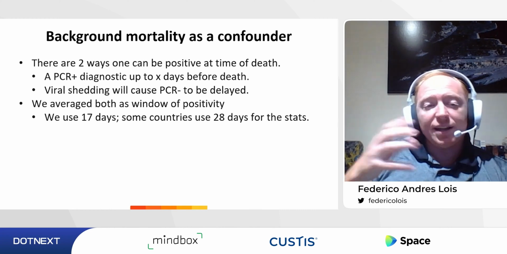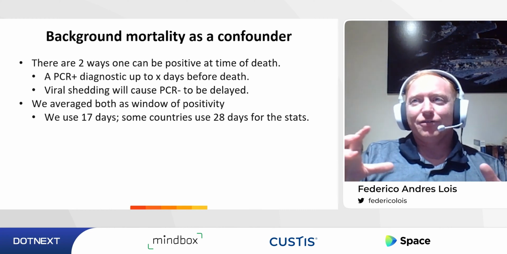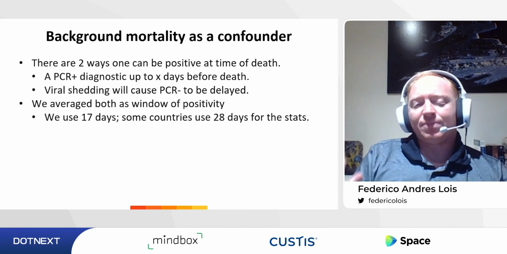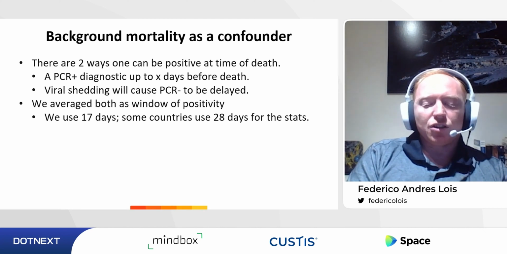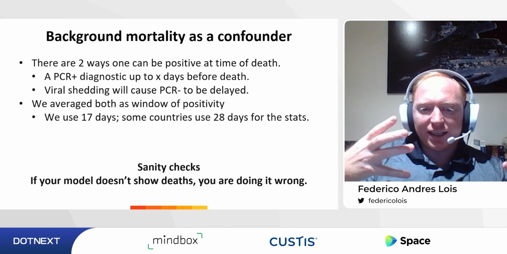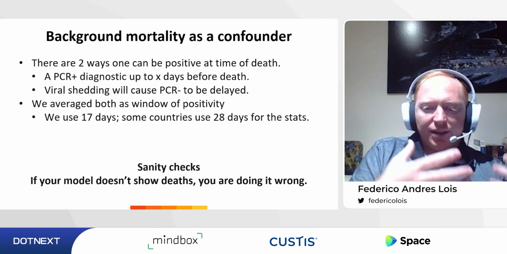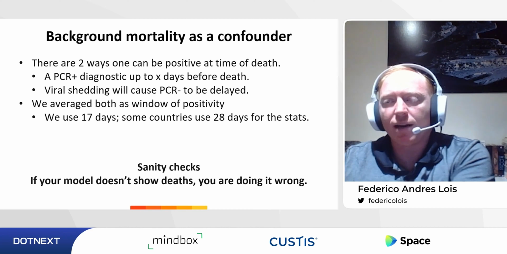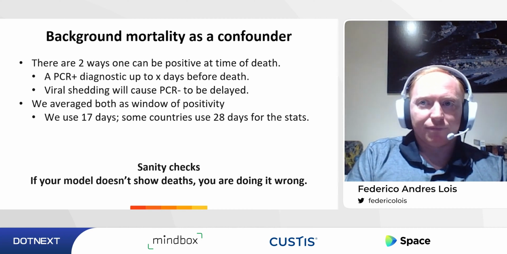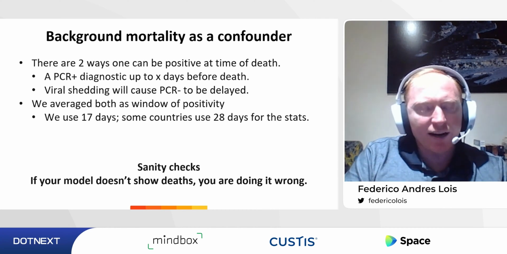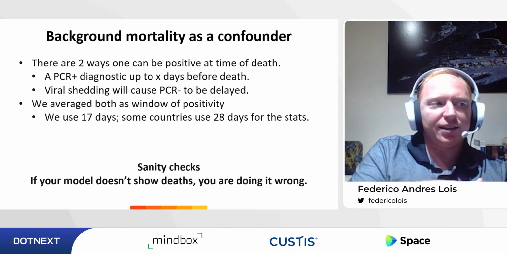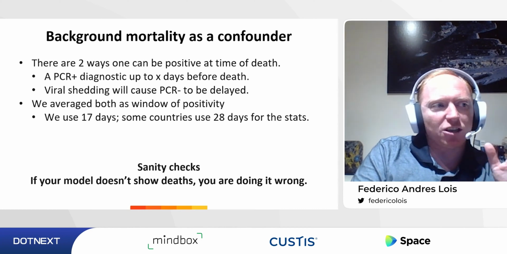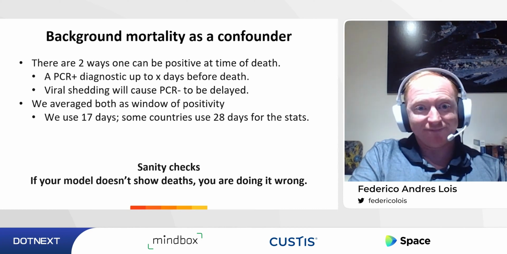So what we did was we averaged both, and you remember that part of averaging stuff, okay? So we averaged both in what we called a window of positivity. For that window of positivity, you use 17 days, okay? So when you do that, essentially what you're doing is a sanity check. If your model doesn't show deaths, even if these confounders are there, because essentially people die from natural causes anyway, you are doing it wrong, okay? So playing around with the parameters of your model to find the edge cases, sanity checks are very, very important, because that actually allows you to get rid of confounders.